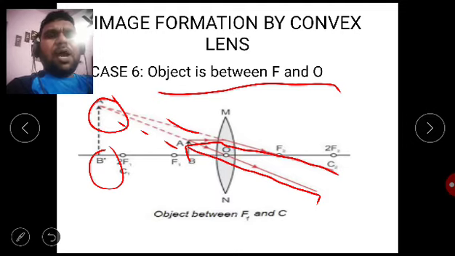Okay, so now we have discussed all the 6 cases. I want to touch one more small point. Real image and virtual image can both be seen by the human eye. Both images can be seen by the human eye. So this point you need to understand.